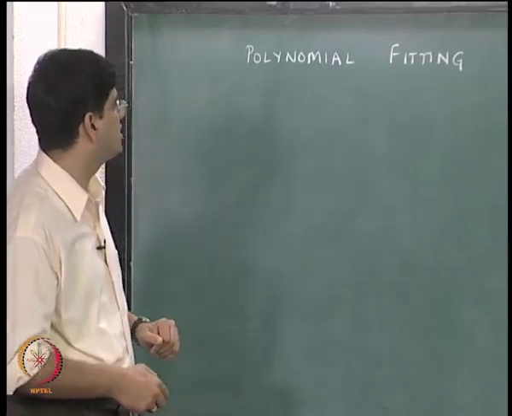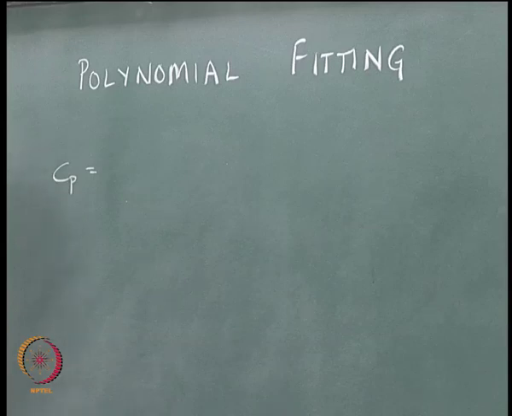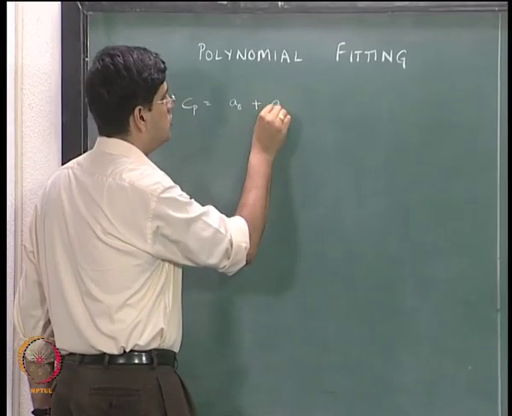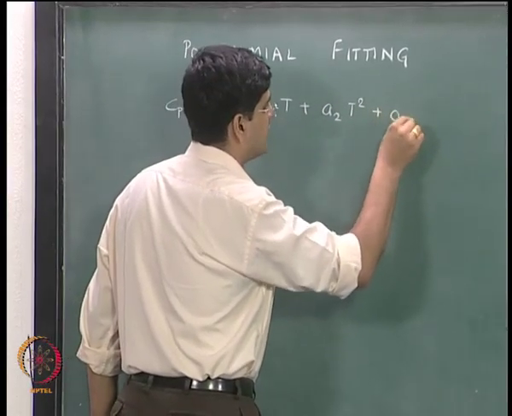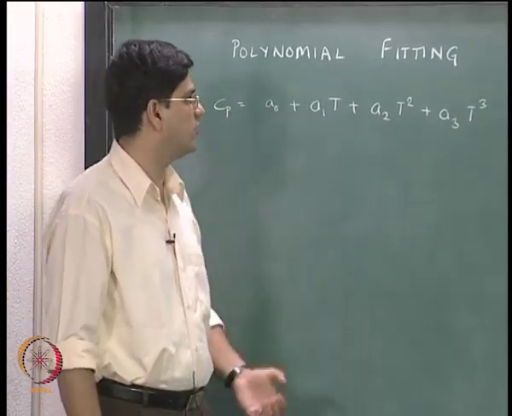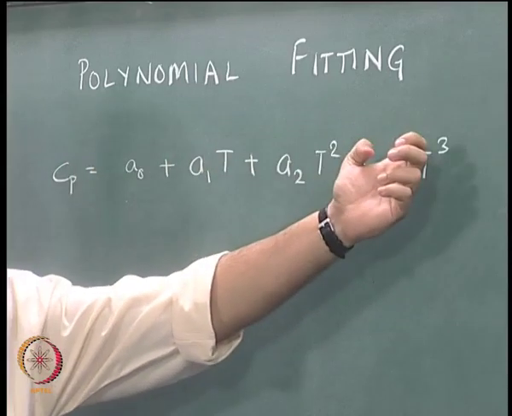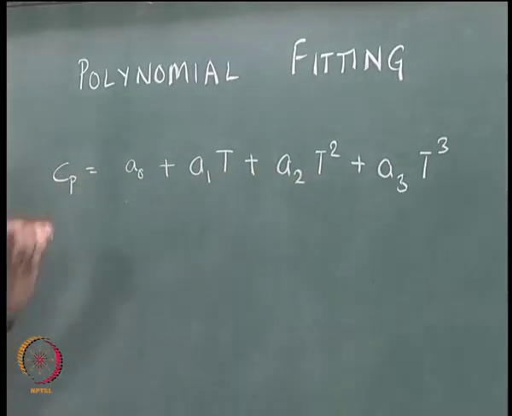Okay, so starting off with the polynomial fitting, an example of this would be the specific heat Cp written as a function of temperature, and it might be a polynomial function of temperature, and we can write this as a0 plus a1t plus a2t squared plus a3t to the power 3. Okay, so this is a polynomial fit that we want to obtain. We want to obtain a0, a1, a2 and a3 such that the error between the Cp computed by the model and the Cp value that is obtained from the data is minimized.